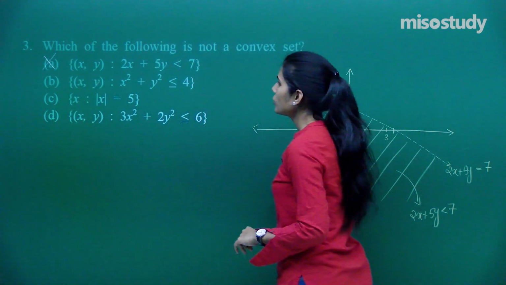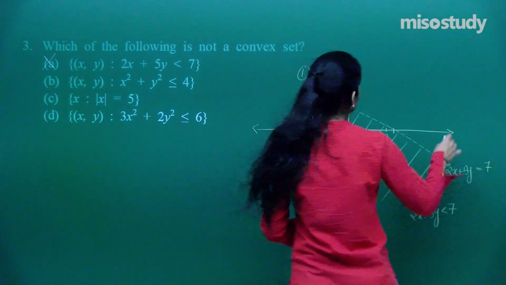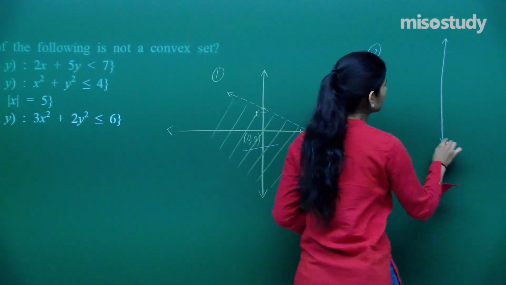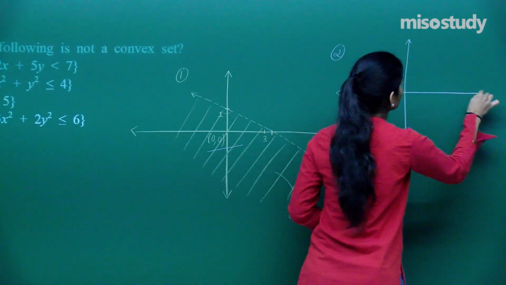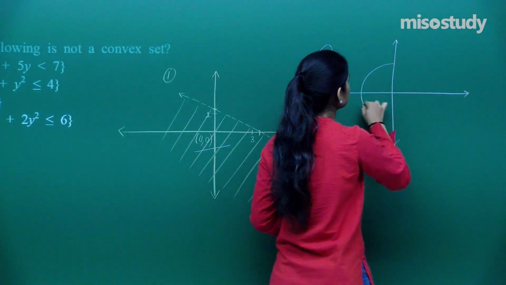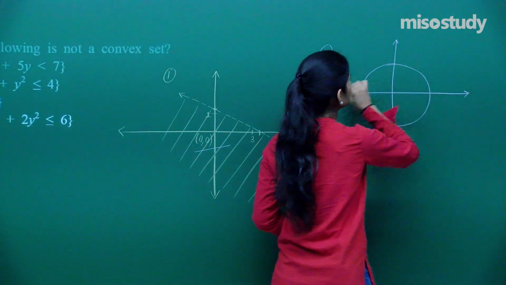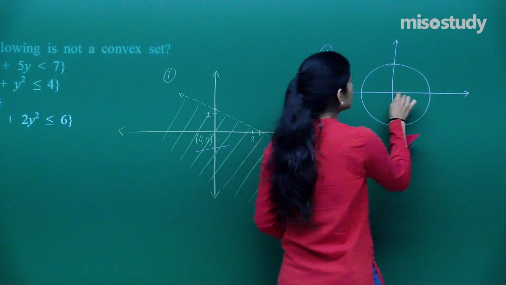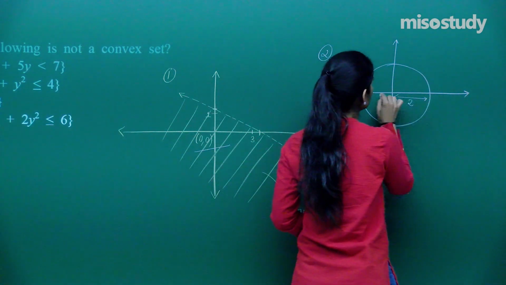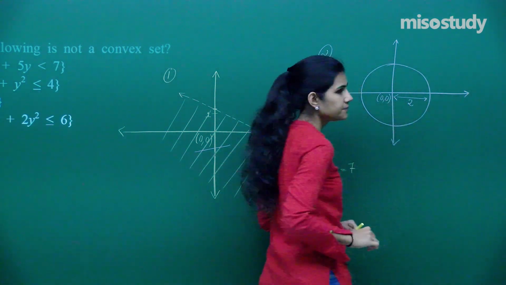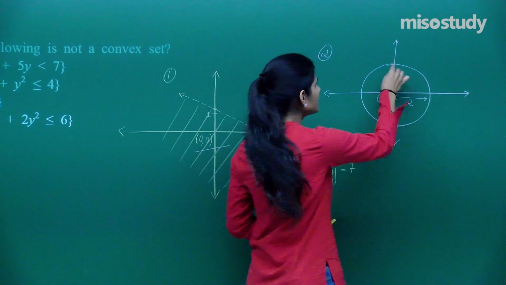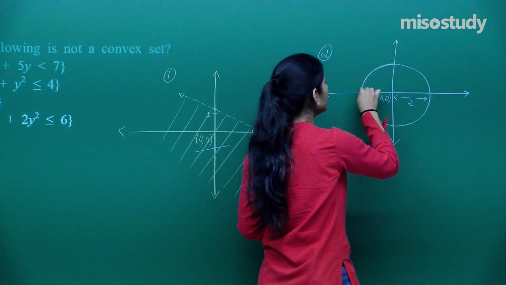What about this, x square plus y square less than equal to 4? If I talk about x square plus y square less than equal to 4, this is nothing but a circle with center at origin and radius equal to 2. If I talk about x square plus y square equal to 4, it is a circle with radius 2 centered at origin. And x square plus y square equal to 4 is all the points on the boundary of the circle.